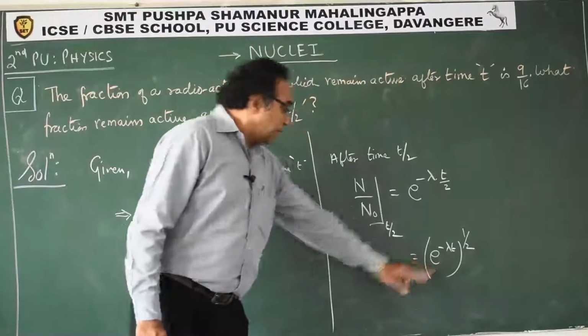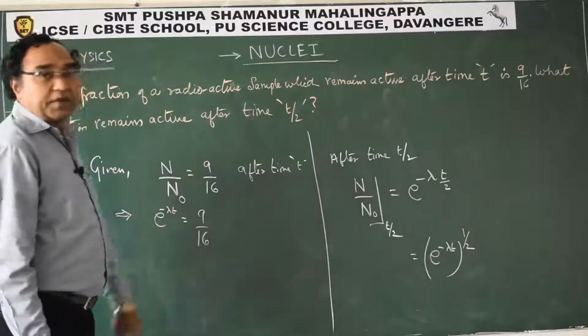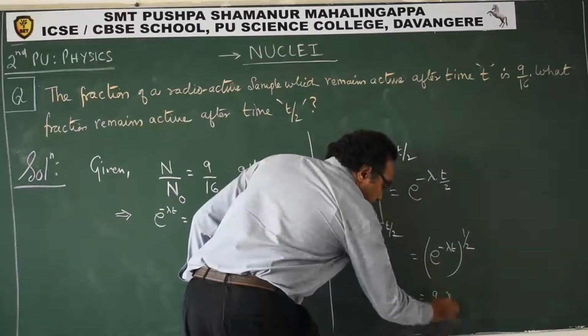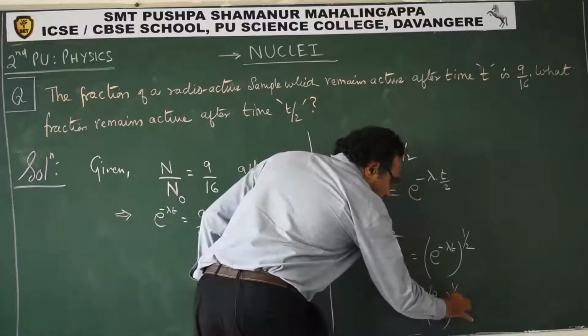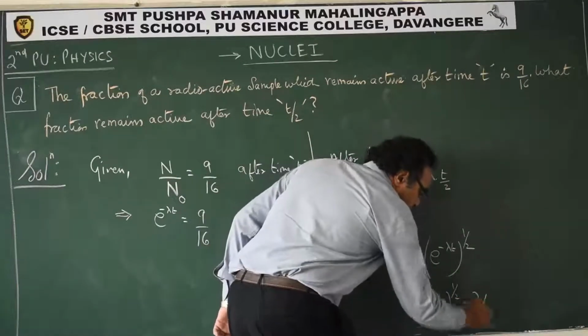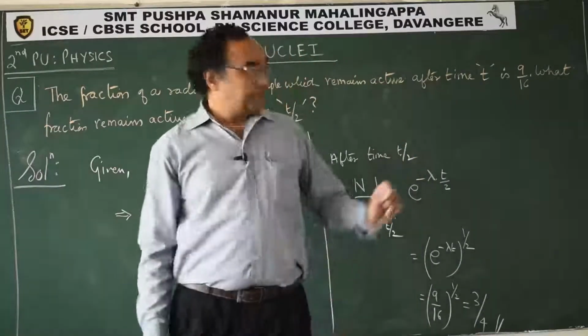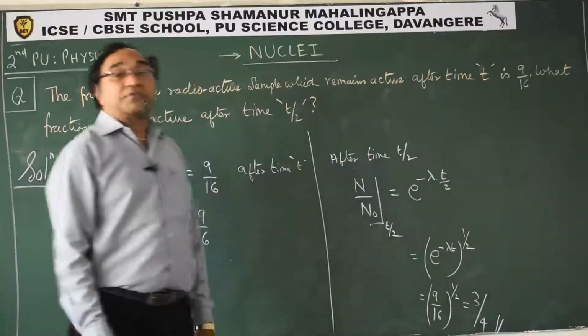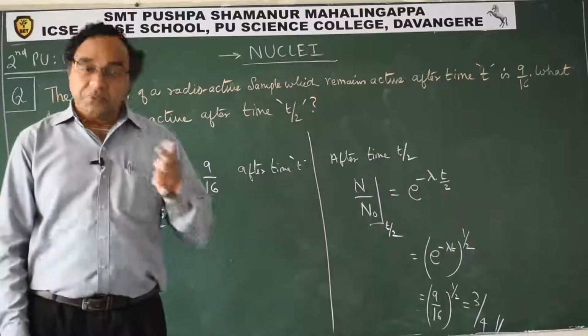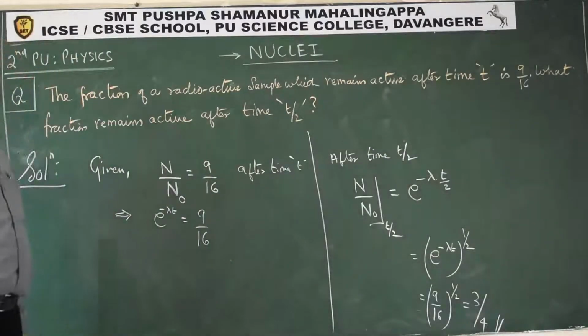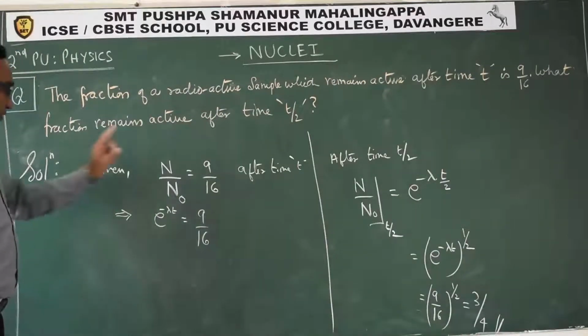But e raised to minus lambda t is what? 9/16. So this is (9/16) to the power half. So what is the answer? After time t/2, what is the fraction which will remain active? 3/4 of the number of atoms is going to remain active after t/2 time.